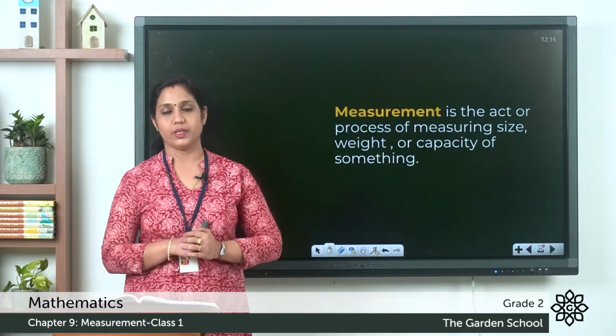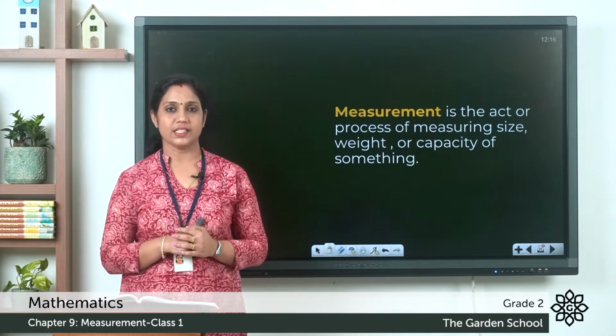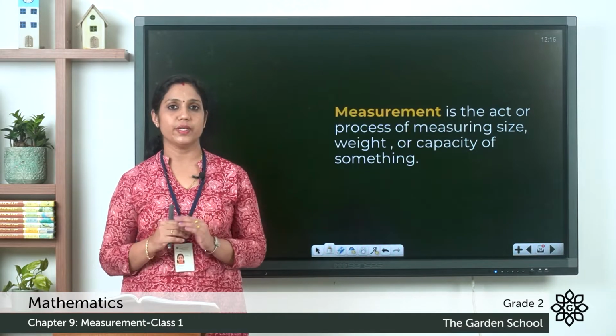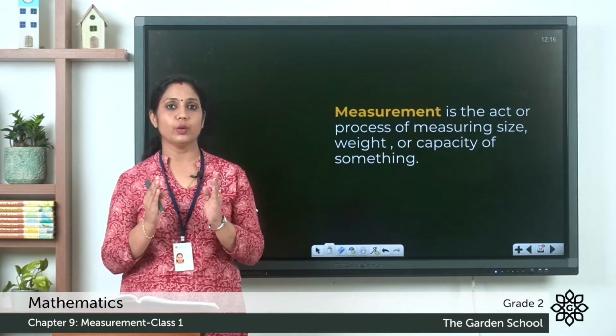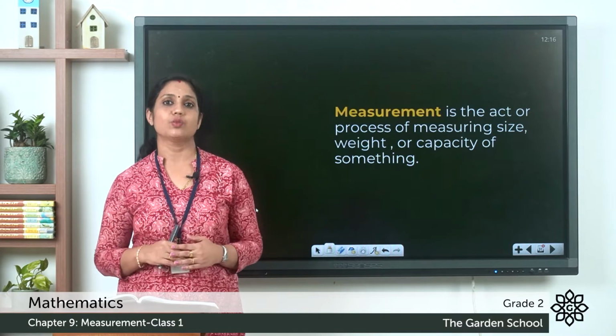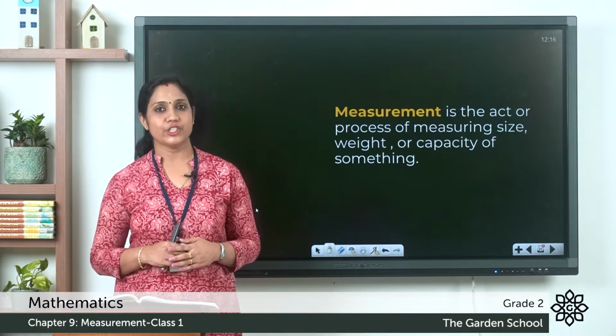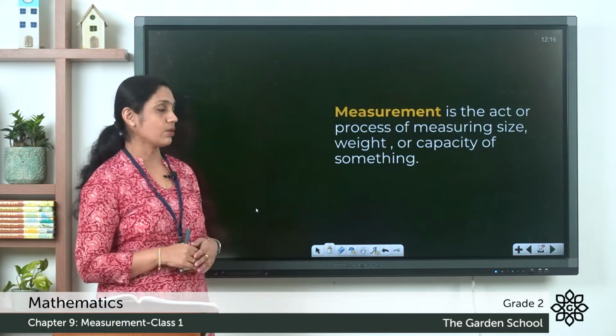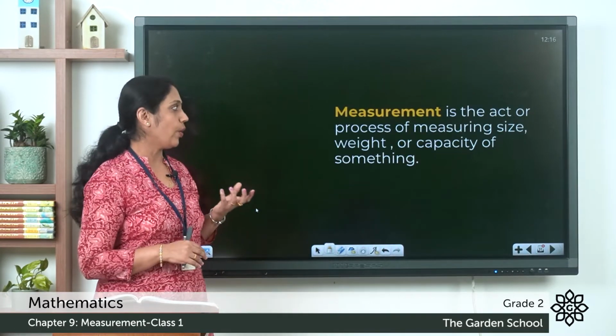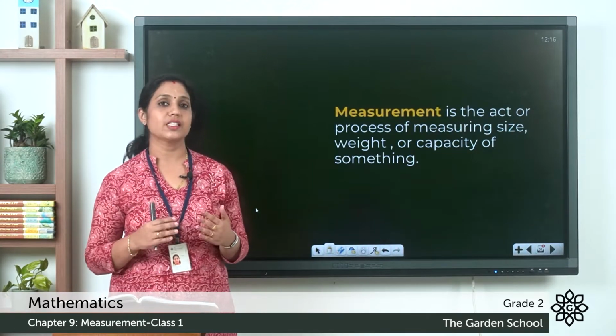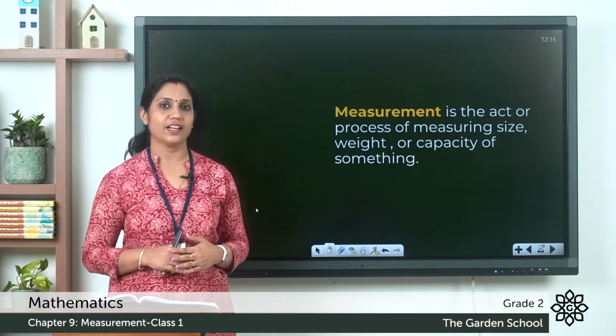So what is measurement? If you are given two pencils and asked to find out which one is bigger, how do you do it? You compare by looking at the size, right? So that is what we are going to learn today, measurement. So measurement is the act or process of measuring size, weight or capacity of something. So let's get to know about it in detail in the class.